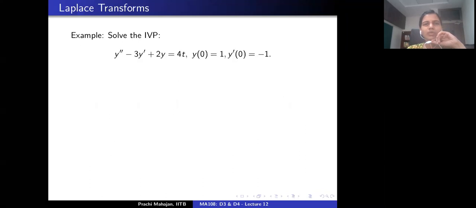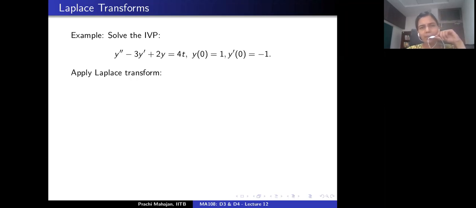So if this bit is okay, let's solve as many examples as possible. Let's look at another initial value problem: d square y by dt square minus 3 dy by dt plus 2y equals 4t, and initial conditions are available. Again, we will apply the method of Laplace transform.